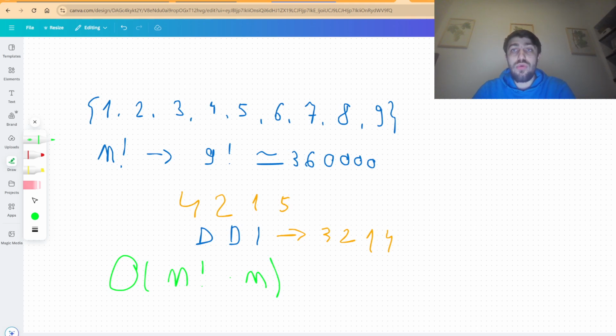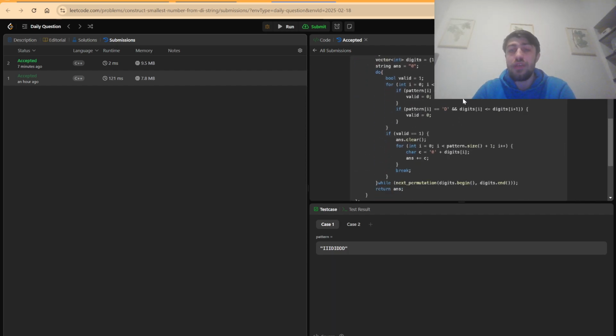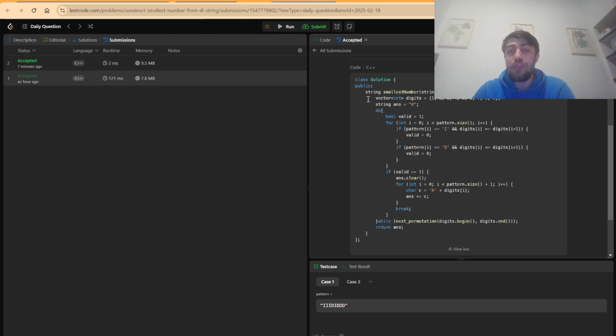And let me show you how I ended up coding this solution. So if you look, you can see that it's a relatively slow solution, but also a very easy one to develop. And as you can see here on this page, we added all the digits in a vector. I prefer using C++ due to it being the fastest programming language. And I initialize the string to be equal to 0. And then for every candidate for the answer, I check using the letters from the pattern whether there is any violation of the rules from the statement.